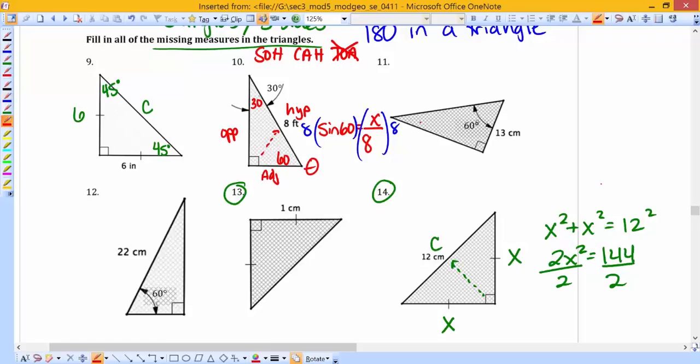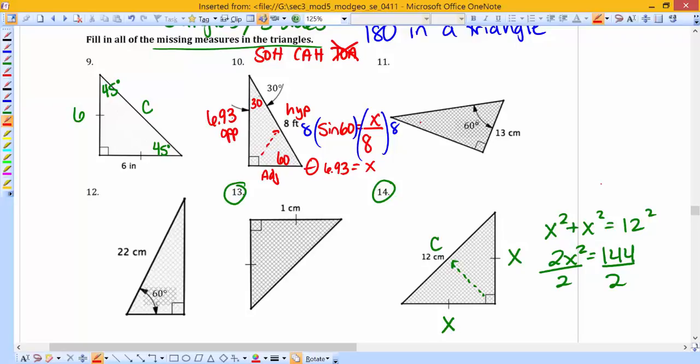And then I am going to make sure my calculator is in degree mode, and this is going to end up being 8 sine of 60 degrees, which ends up being 6.93. So this is 6.93.